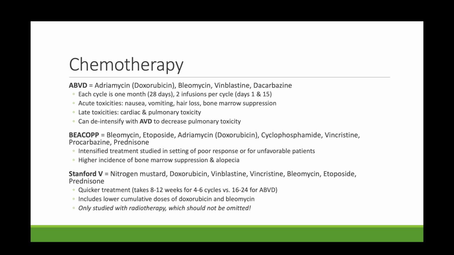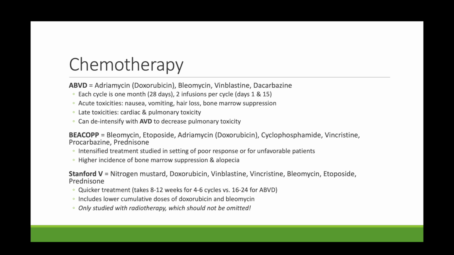ABVD has a B in it, and so it has the vinblastine, which also has a B in it. And then the other one, which is R-CHOP, has the Oncovin, which is also vincristine. So if you can't remember which one has vincristine and which one has vinblastine, remember that ABVD has a B in it, and so vinblastine also has a B in it, and so vinblastine belongs with ABVD. So ABVD is adriamycin, bleomycin, vinblastine, and dacarbazine.